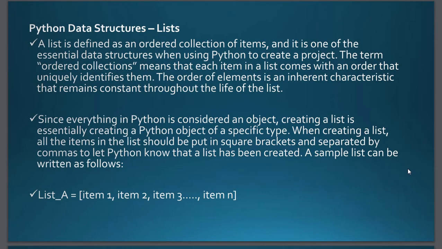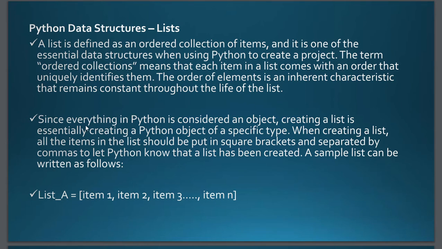Python data structure: lists. A list is defined as an ordered collection of items, and it's one of the essential data structures when using Python to create a project. The term ordered collection means that each item in a list comes with an order that uniquely identifies it. The order of the elements is an inherent characteristic that remains throughout the list.